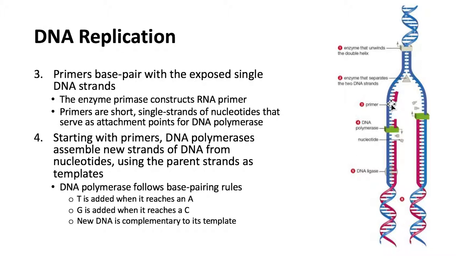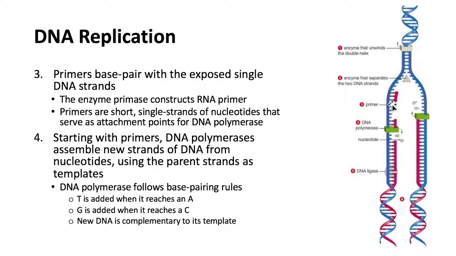If there's an A there, DNA polymerase is going to bring in a T. If there's a C here, DNA polymerase is going to bring in a G. And it's going to start building the second strand of DNA over here. Now, DNA polymerase, of course, follows base pairing rules.